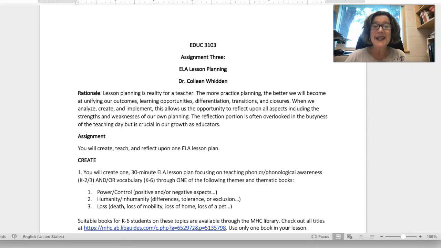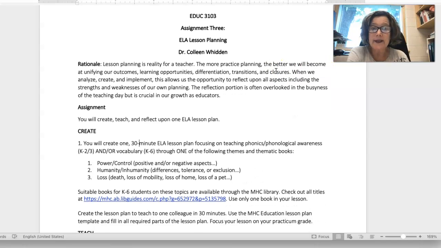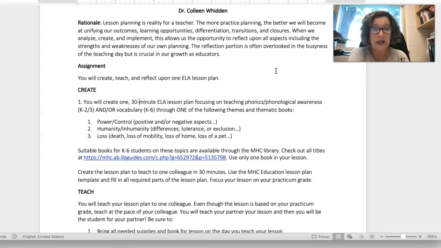Assignment 3, lesson planning. Now we're starting to get into the nuts and bolts of planning for an ELA lesson. So the rationale is lesson planning is a reality for a teacher. The more practice planning, the better we will become at unifying our outcomes, learning opportunities, differentiation, transitions, and closures. When we analyze, create, and implement, this allows us the opportunity to reflect upon all aspects, including the strengths and weaknesses of our own planning.